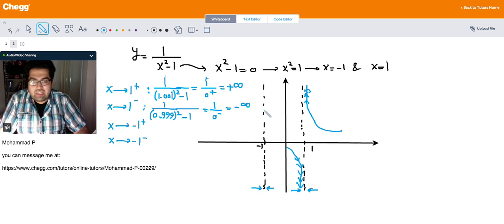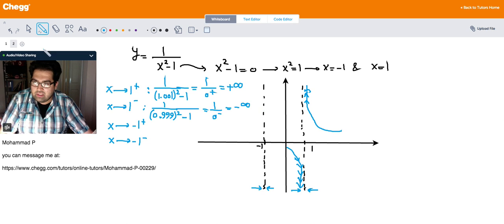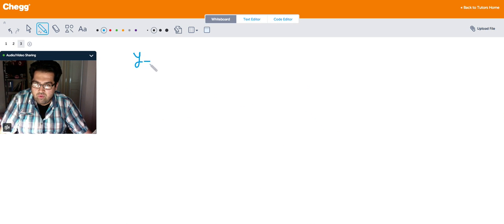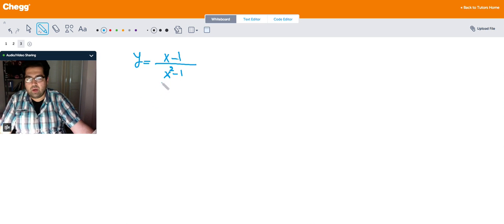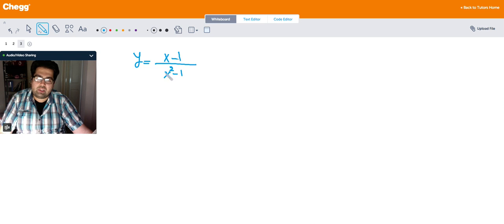But I want to mention something very important that's really hard to see. Some people don't really know that's the case. I want to show you a time when you get a 0 when you set the denominator equal to 0, but that's not a vertical asymptote. Let's look at the example y equals x minus 1 over x squared minus 1. Very similar to the previous one, but I'm adding x minus 1 on the top. Let's see what happens here.